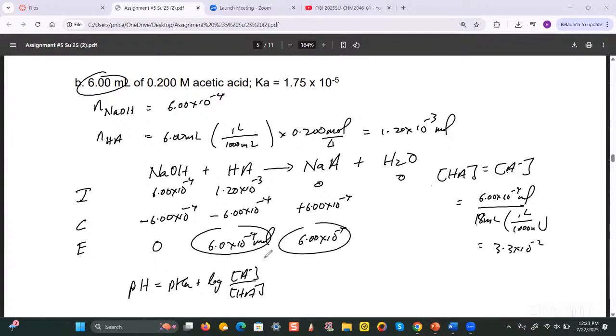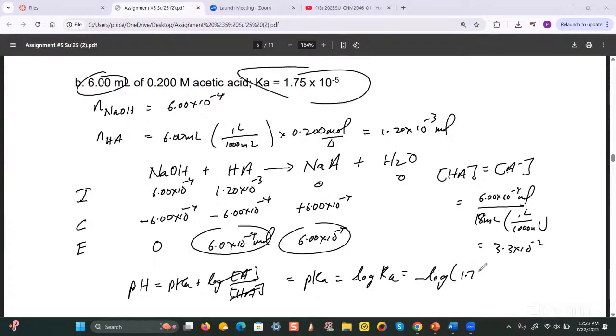But because this is equal to this, again, these two will cancel out. So this will be equal to pKa, which is minus log of Ka, which is minus log of 1.75 times 10 to the minus 5, the Ka value given. So let me see what that gives. This is 3 sig figs, so I need 3 decimal places. So this is going to be 4.757. All right? And that's how that is done.